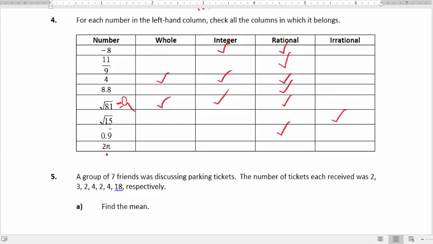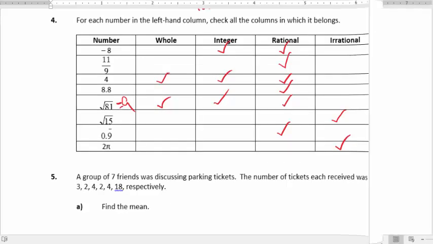And then 2 pi, well, pi was an irrational number. It's approximately 3.14, but it never ends and goes on forever. So it goes on forever and it has no repeating pattern. So 2 times that is going to be the same. So it's going to be an irrational number. So that's your sets of numbers business.